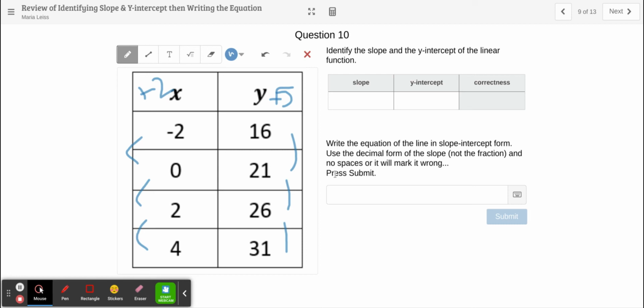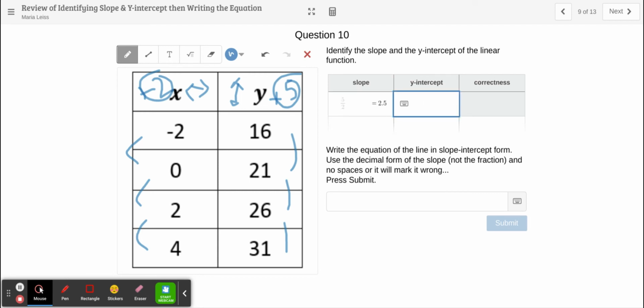Slope is written as rise. It's supposed to be an arrow up. That did not look very good at all. Let me just take that off of there. Slope is supposed to be rise over run. That means this goes on top, this goes on the bottom. So for our slope, we're going to do 5 over 2.